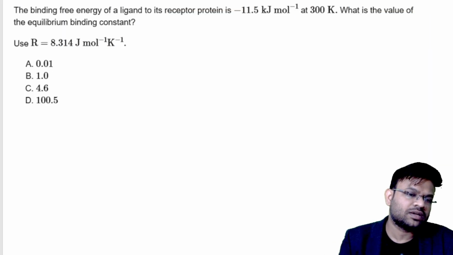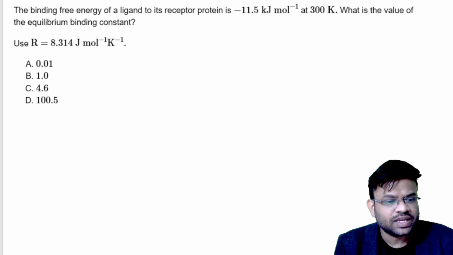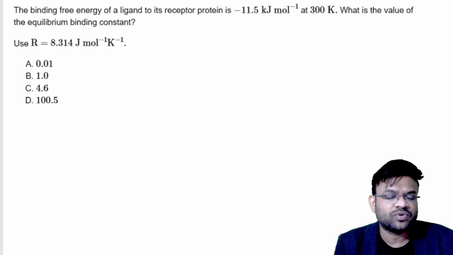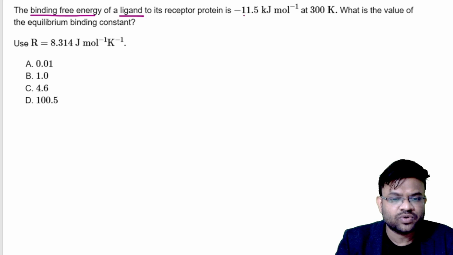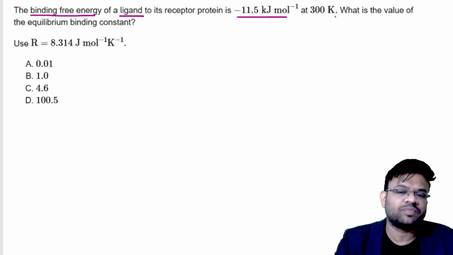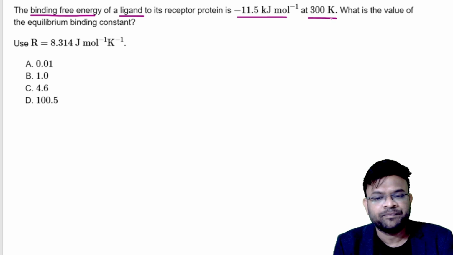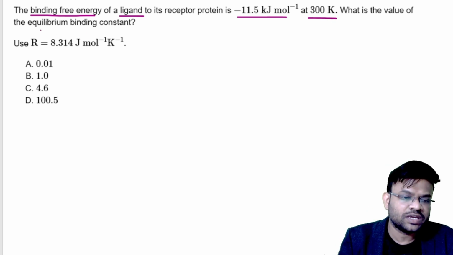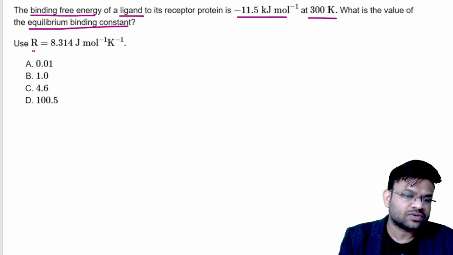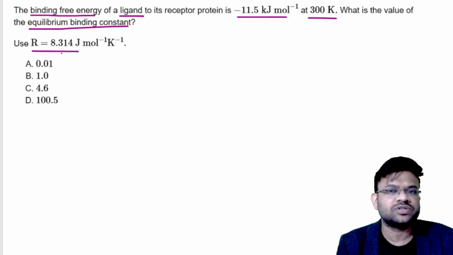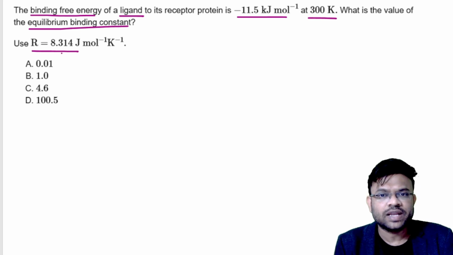Now let us move on to the next question. The binding free energy of a ligand to its receptor protein is, let me just highlight it, minus 11.5 kilojoule per mole at 300 Kelvin. What is the value of the equilibrium binding constant? R value, or the gas constant value, has been given to you. In yesterday's class also I told you that the R value you should be remembering. If it is not given in the question, then also you should be in a situation to use the R value.